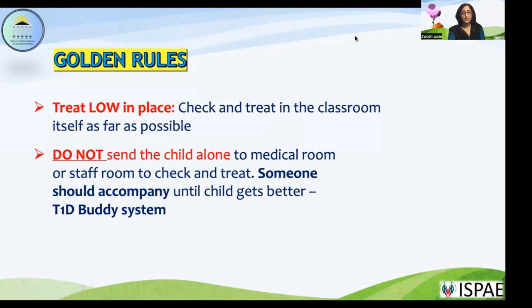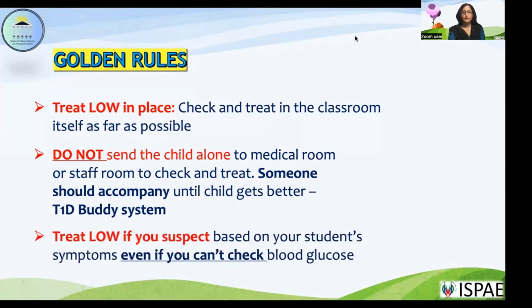In fact, we encourage schools to have a type 1D buddy system where a child's close friend or an associate can act as a buddy and always help in getting out of these situations, especially the emergency situations.